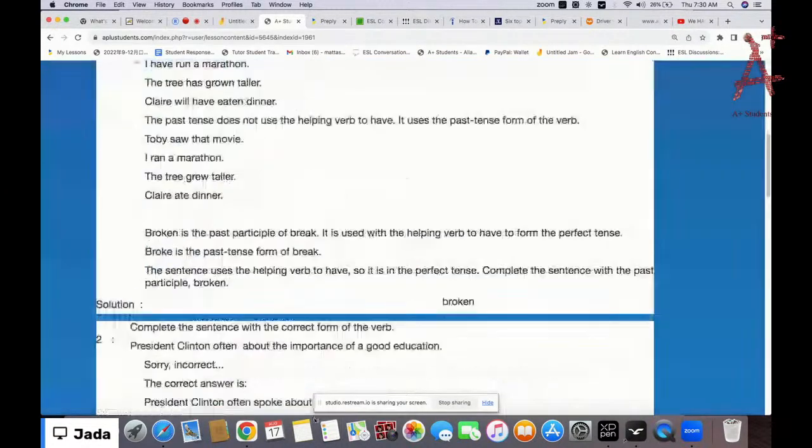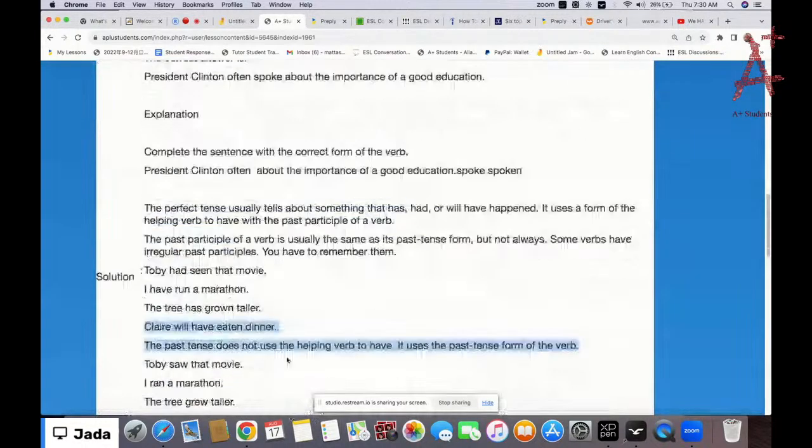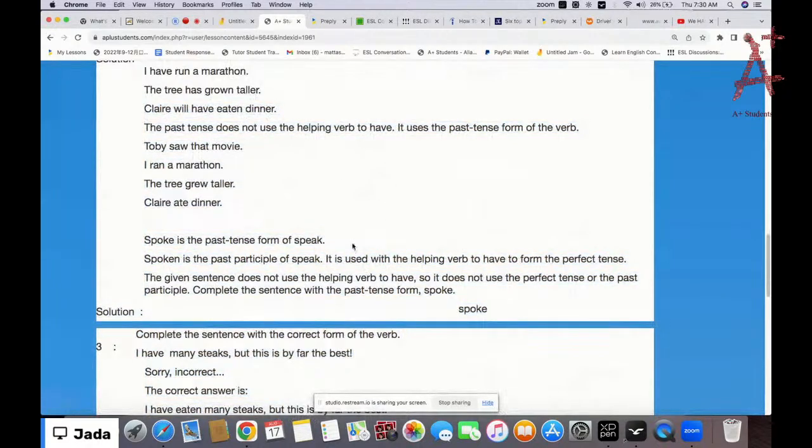So now if the sentence uses the to have form, that's like the perfect tenses with the past participle, then you can use the past participle spoken. But if it was not used and it's just like a normal verb, then you have to use the past tense, spoke.